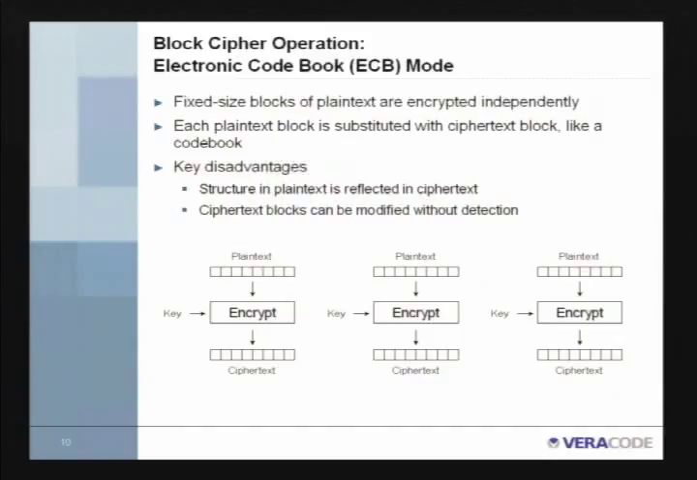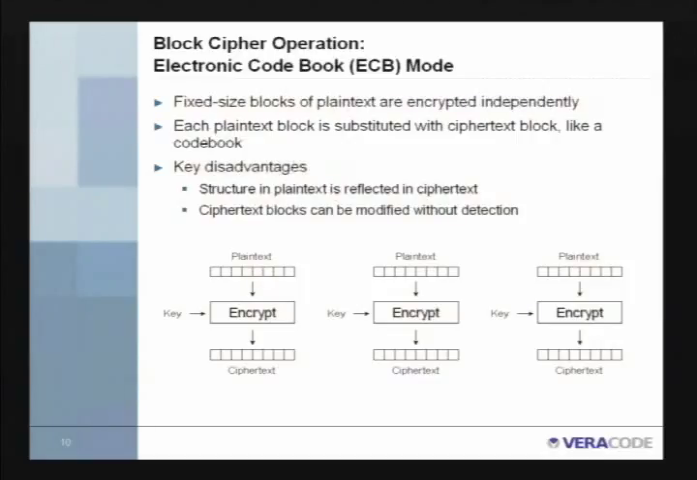The problem with this is that, first of all, structure in the plain text is reflected in the ciphertext. And I'll show you an example of that in a second. And the other weakness is that ciphertext blocks can be modified without detection. If I change something in the ciphertext in the overall message, that doesn't affect any of the rest of the data. So I have no idea that the message was really altered.